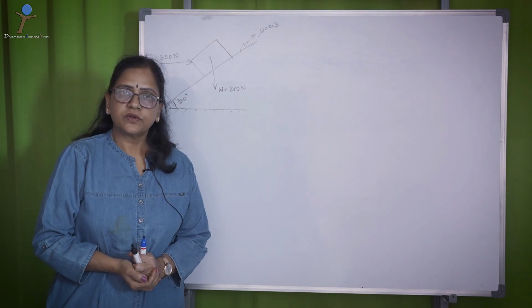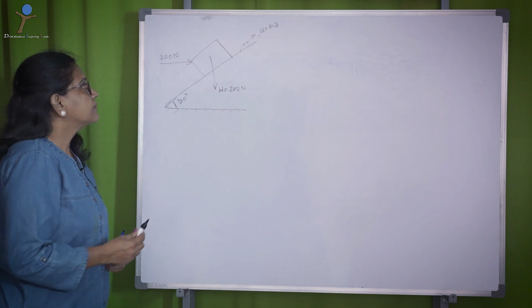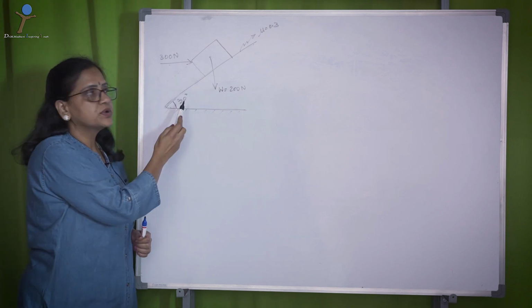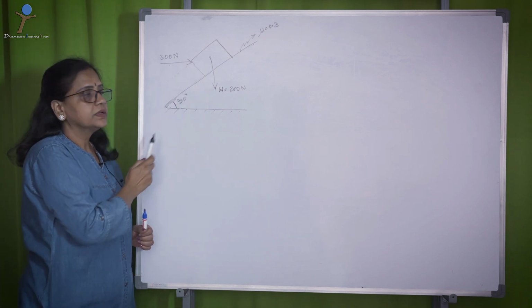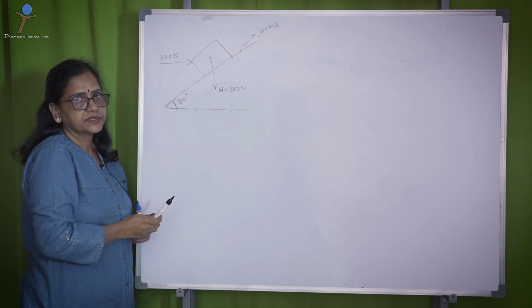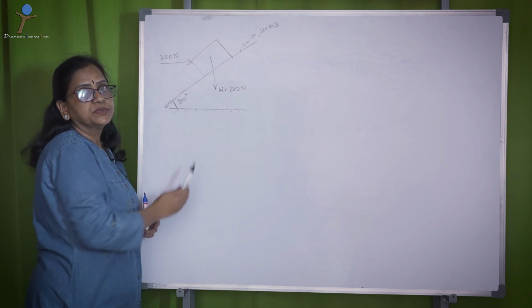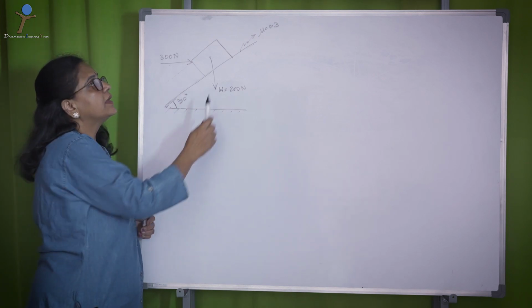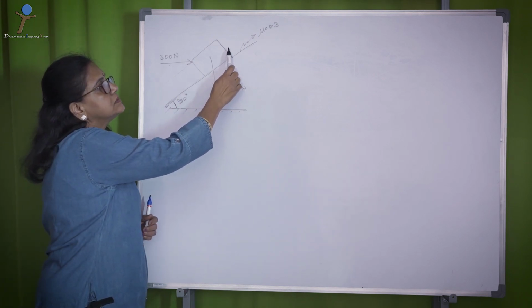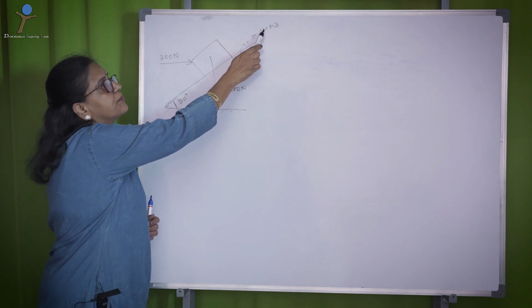Now let's start solving some problems. The question here is, there is an object placed on an inclined surface which has an inclination of 30 degrees from the ground surface. The weight of the object is 200 newtons and the surface has a friction coefficient of 0.3.